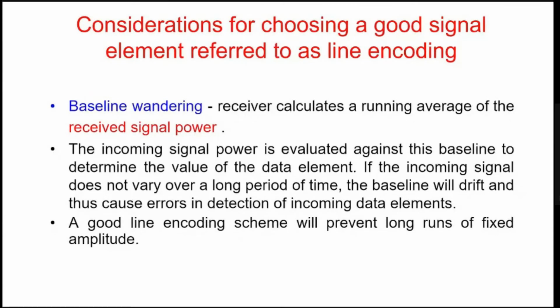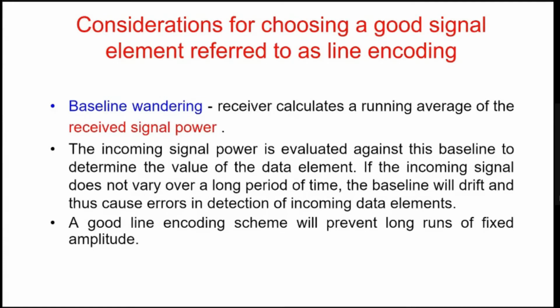Next, if the incoming signal does not vary over a long period of time, if nothing changes in the signal, the signal may be in error. That is a cause of error detection in the incoming data elements. That is the second advantage of baseline wandering: it checks the signal. Very, very simple.